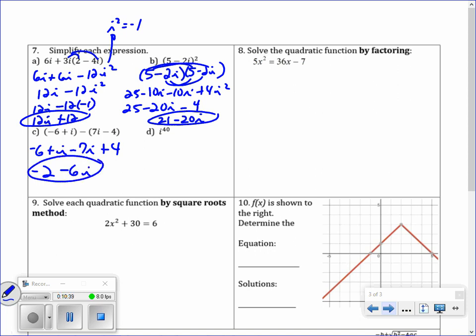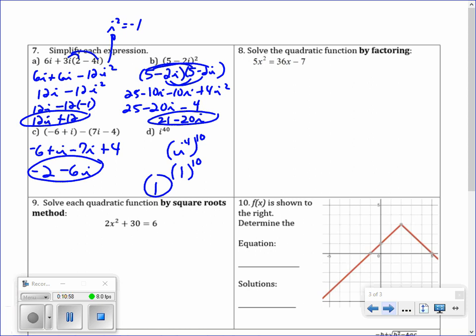All right, and the last one, i to the 40th. Well, 4 goes into 40 perfectly. So this is like having i to the 4th 10 times. Like 4 times 10 is 40. So that's basically like having 1 to the 10th, which is 1. The answer to that is 1, because 40 is a multiple of 4.